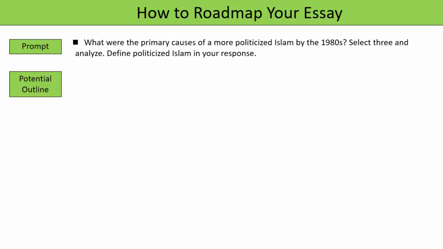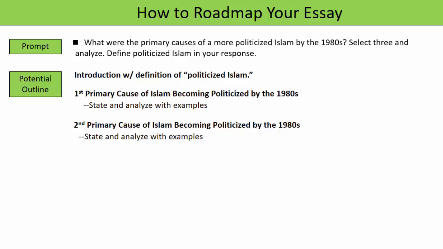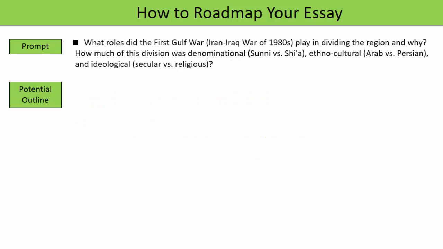The fifth prompt. What were the primary causes of a more politicized Islam by the 1980s? Select 3 and analyze. Define politicized Islam in your response. So, in your introduction, you could define politicized Islam of the 1980s. Then would come the causes, one by one. The first cause of a politicized Islam, the second cause, the third cause. Conclusion.